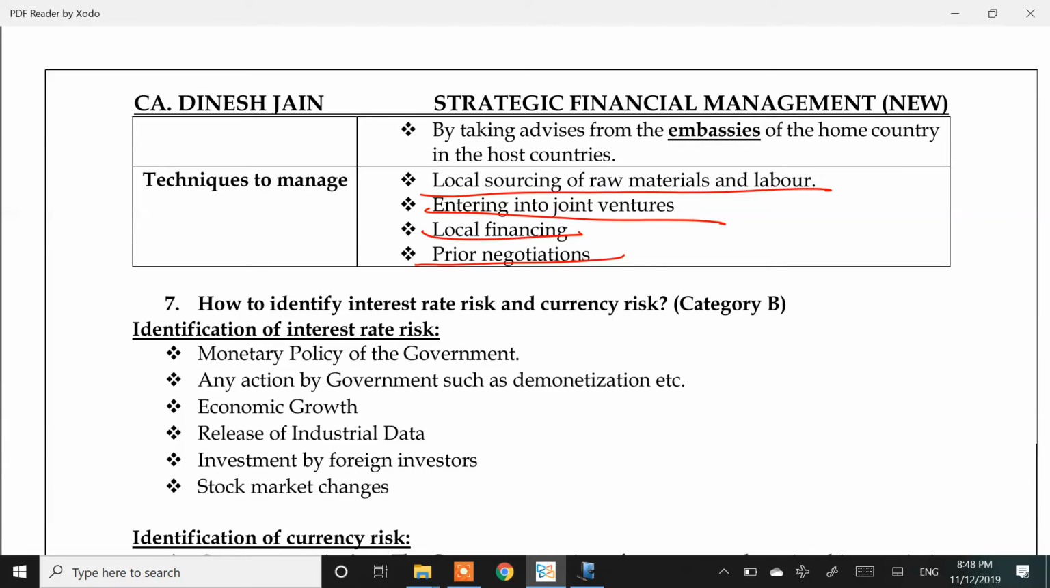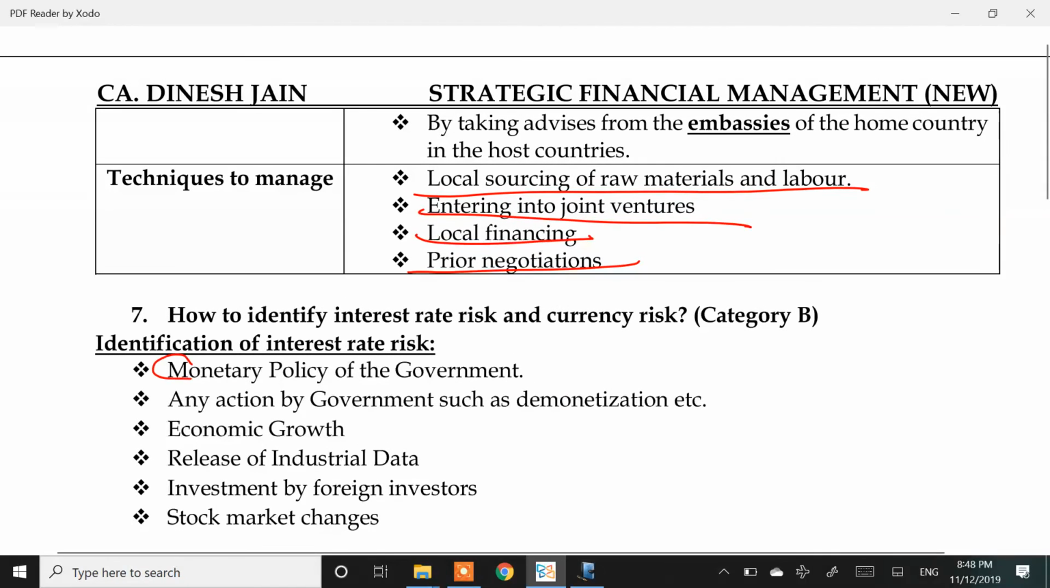Now, how do I identify interest rate risk and currency risk? Interest rate risk is very simple. What is interest rate risk? It is changes in the cash flows because of variation in the interest rate. So how do variations in interest rates affect the cash flows? From India's point of view, if I have to assess the interest rate risk, the primary factor is going to be monetary policy. Monetary policy is RBI's policy that will indicate it.